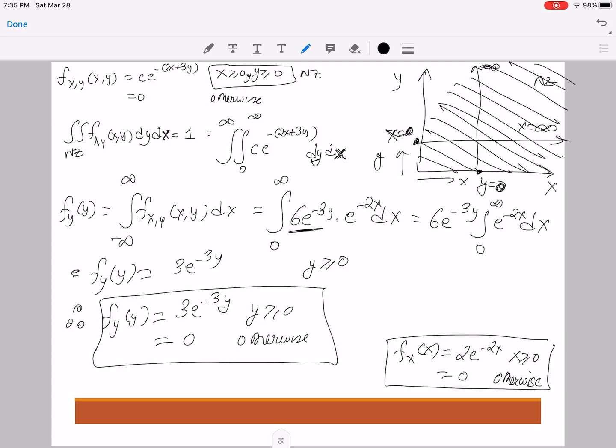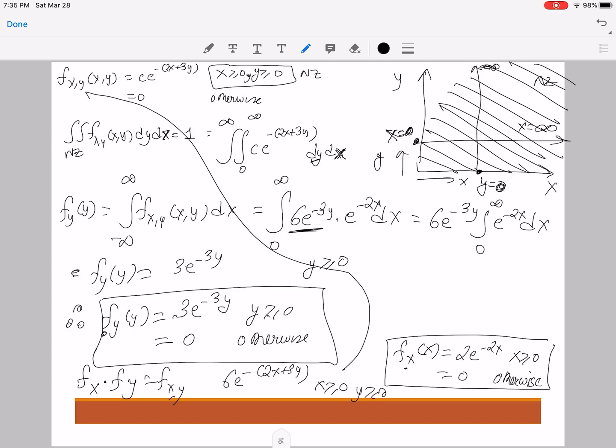Now the question also asks you whether or not x and y are independent of each other. X and y will be independent of each other if f of x times f of y gives you f of x y, the joint PDF. This is my f of y here. This is my f of x. So when I multiply them, I indeed get 6 times e to the negative 2x plus 3y. The regions will combine, giving me x is greater than or equal to 0 and y is greater than or equal to 0, which is indeed my joint PDF, and therefore x and y are indeed independent.